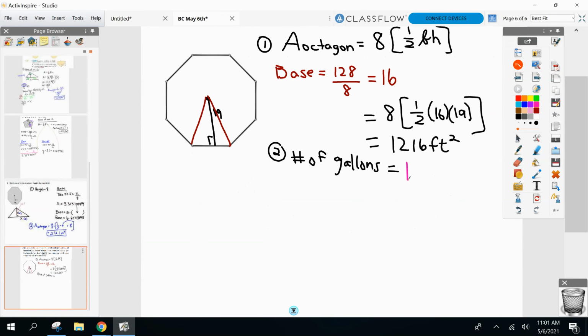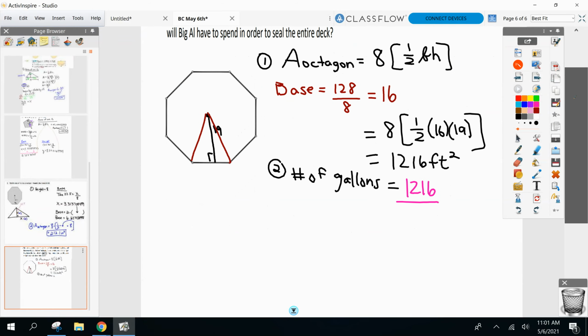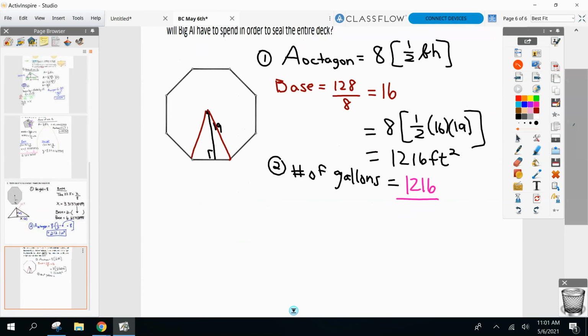So my area, 1,216 divided by the 125 square feet. Okay, go to my calculator. 1,216 divided by 125. 9.728, but we all know from when we buy mulch and go to Lowe's, no way am I asking for 9.728 gallons, right? How many gallons am I going to need? 10 gallons, right? So I'm going to need 10 gallons.